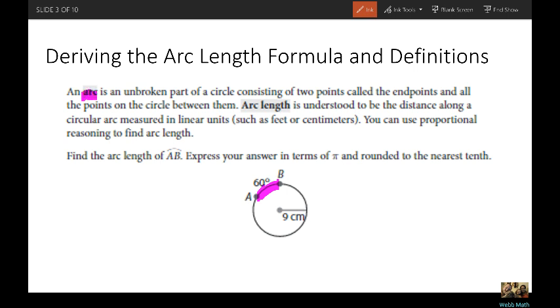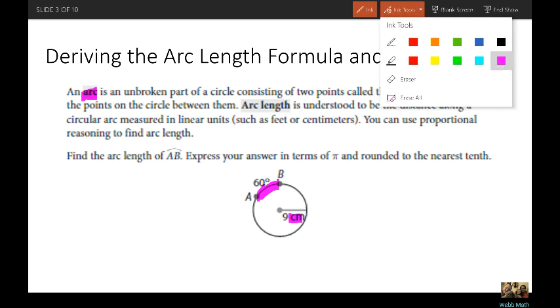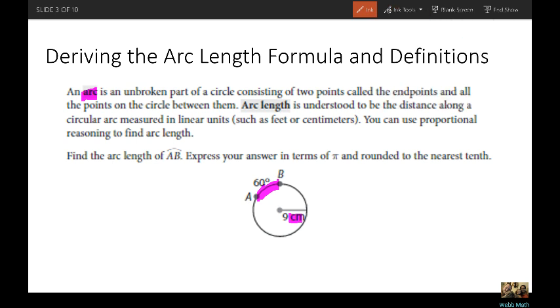Now, the arc length is understood to be the distance along the circular arc measured in linear units, such as feet or centimeters. So now we're going to find the length of that arc, the one I just highlighted, in this case, in centimeters. Okay, so we're going to go ahead and apply this theory. We have 360 degrees.